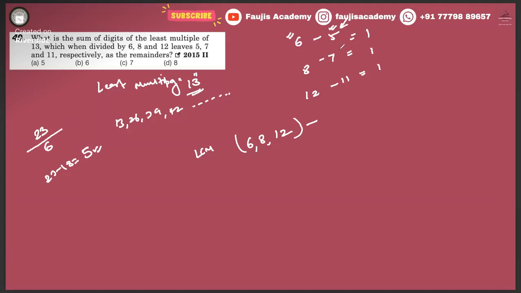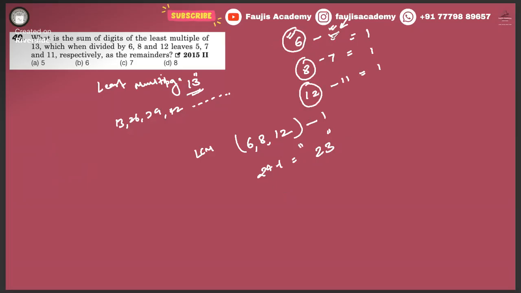So over here, with the LCM of 6, 8, 12, is it minus or plus? Minus, which means 24 minus 1, that means 23. This is the lowest number which when divided by 6, 8, 12 leaves the remainder 5, 7 and 11. What is the next number? We just add 24, so the next number is 47.